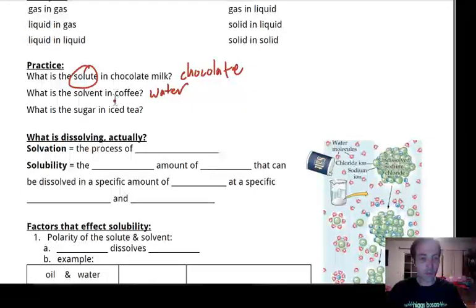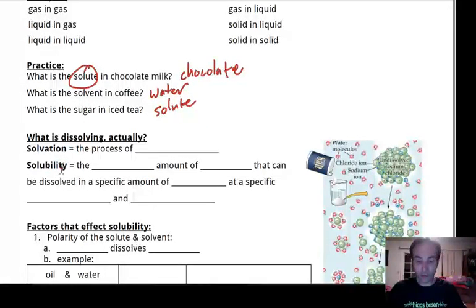And then last but not least, what is the sugar in iced tea? So we make our iced tea, we take a sip, maybe it's not sweet enough, so we add some sugar to it. So is the sugar the solute or the solvent? What do you think? Well, the sugar dissolves into the tea, right? So therefore it would be the solute. Alright, so that's good practice. We'll have more practice on this tomorrow.